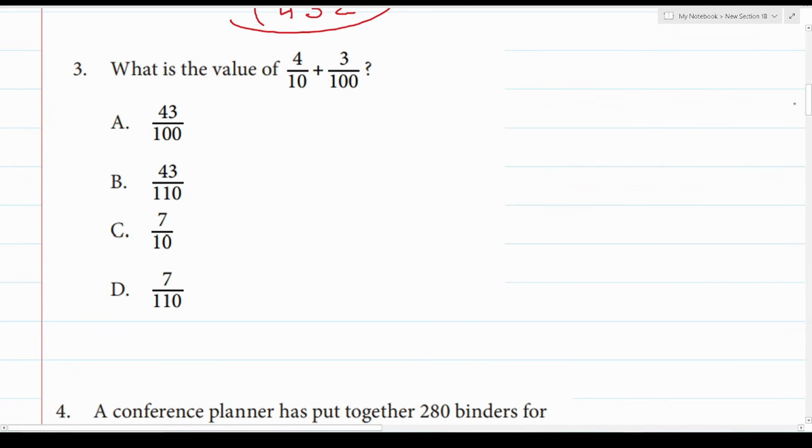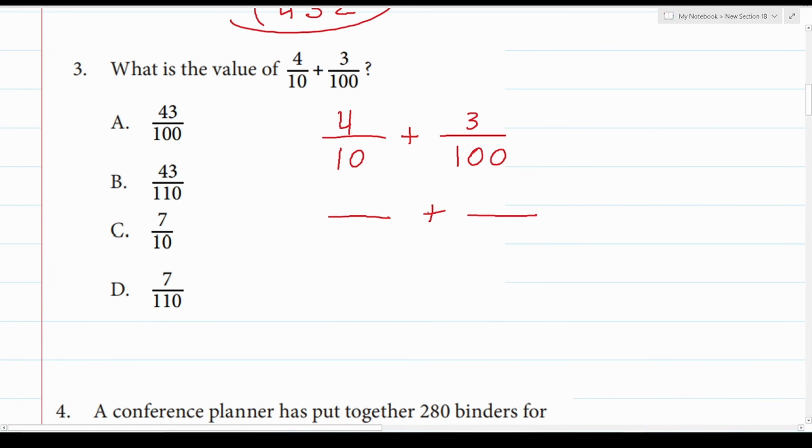All right, number 3 says, what is the value of 4 over 10 plus 3 over 100? That is to say, we want to add these two fractions together. So we have 4 over 10 plus 3 over 100. Well, if you haven't worked with fractions in a long time, you may not remember that in order to add fractions, those fractions have to have the same denominators or bases. In 4 over 10, we can see our denominator is 10, and in 3 over 100, we can see our denominator is 100. In order to proceed, we have to rewrite these fractions such that they have the same denominators.